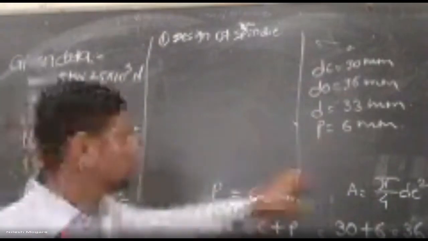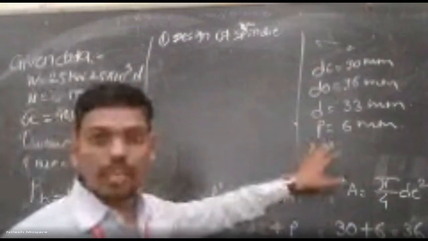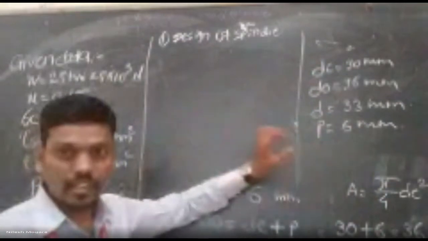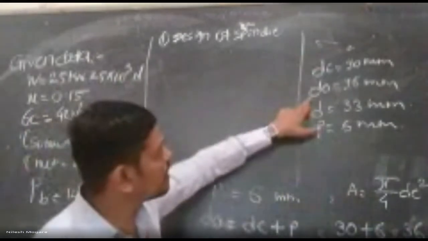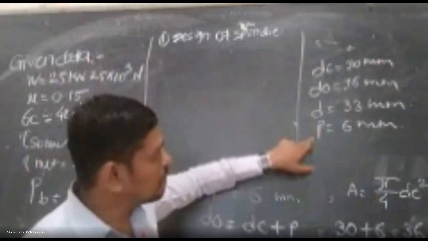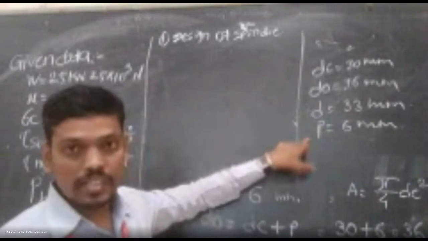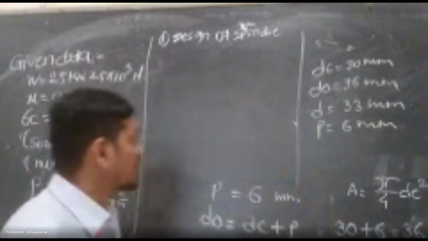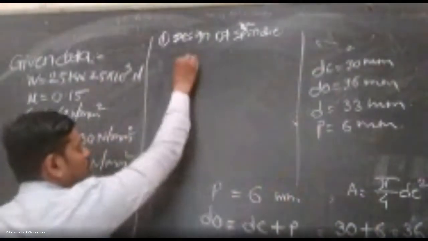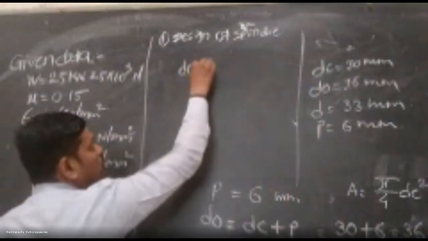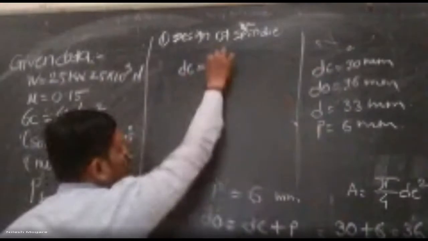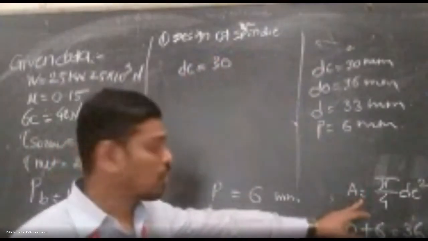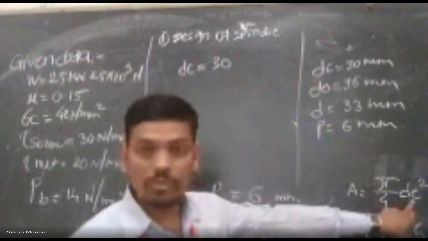Suppose the standard table is not available with us, if the standard table is not given, then let's see how to find the values of DO, D and P. Let's see how to find the other diameters when the standard table is not with us. At first we have to find the core diameter. Our core diameter is 30 mm. With the help of the equation load upon area, we find the value of core diameter.